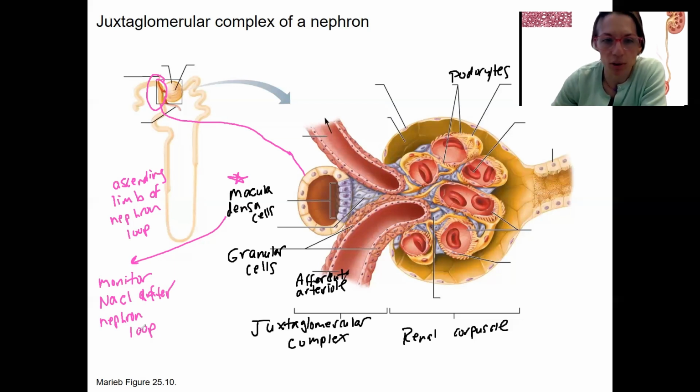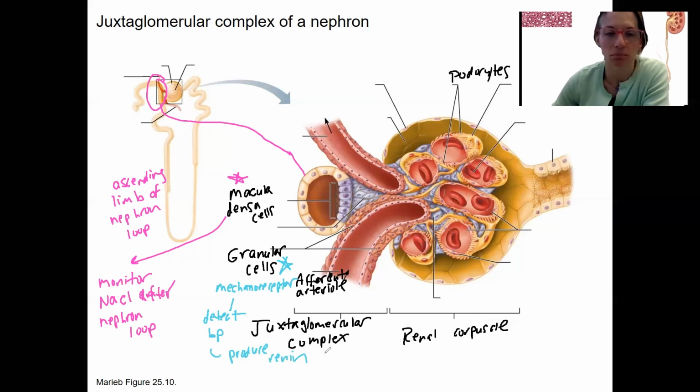The other cells we need to know about are the granular cells. Let's do some nice blue for those. These again are located along the afferent arteriole. What do you think they might have? They're going to have mechanoreceptors for what? For detecting stretch, detect blood pressure of this afferent arteriole. These granular cells are going to produce renin, which you've heard of. So that's where those are located.